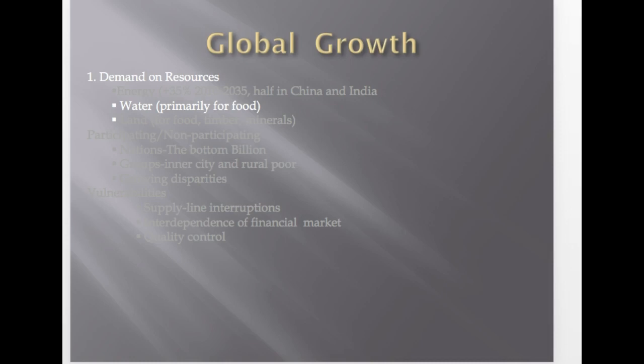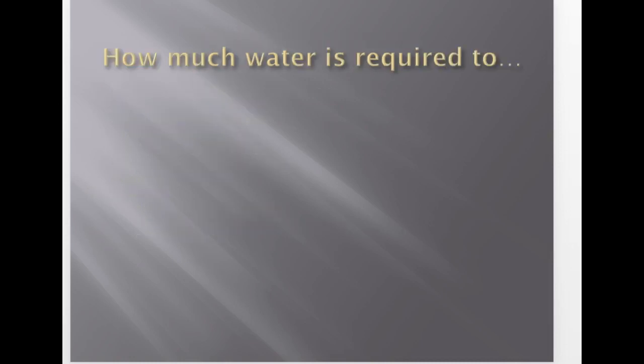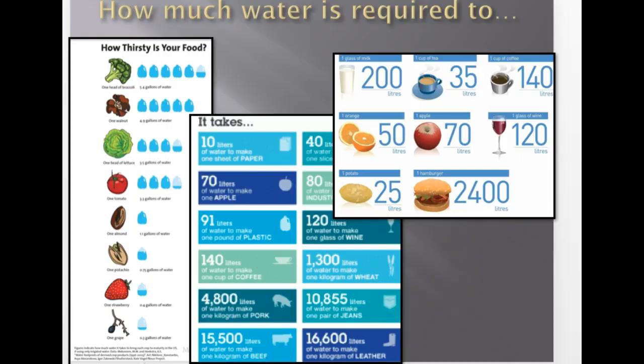You need more water. So, how much water do you think is required to, let's take a look at this next chart. Look at these three charts here. Do you know how much water is required to make a hamburger? Have you ever thought about that? 2,400 liters or 600 gallons. That's 3.78 gallons per liter.